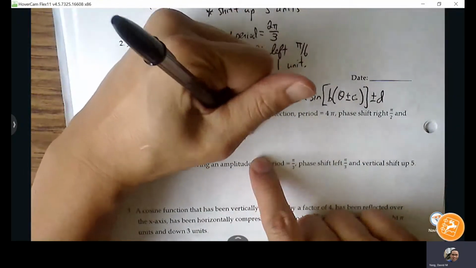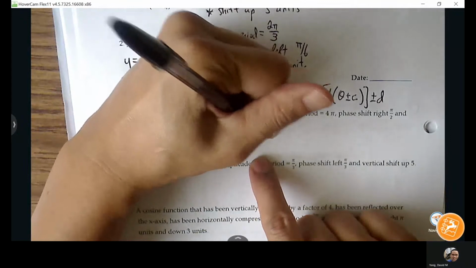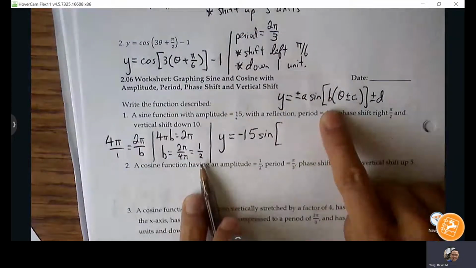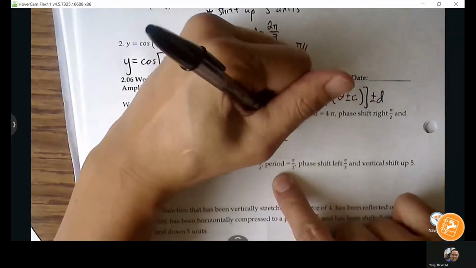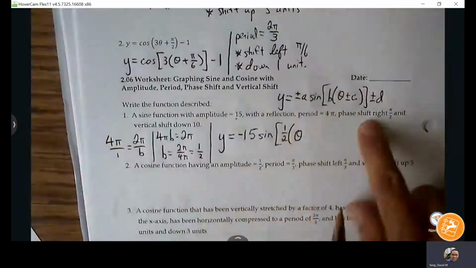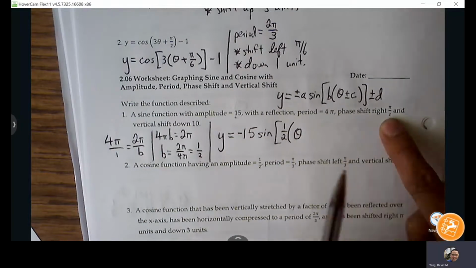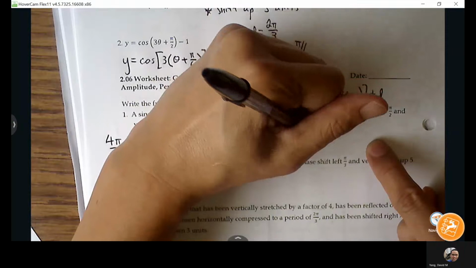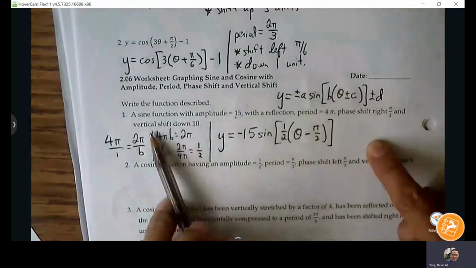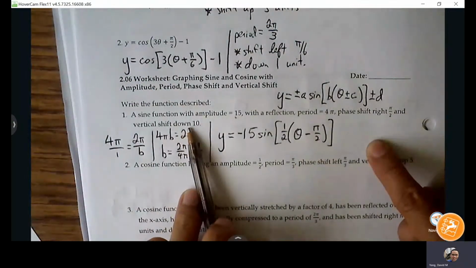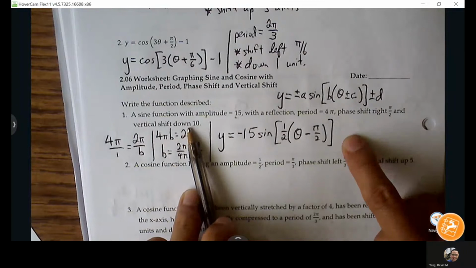Okay, so you guys said -15. Right? B value is 1/2. Okay, shift right pi/2. Plus or minus? Minus. And vertical shift down 10 units. -10.